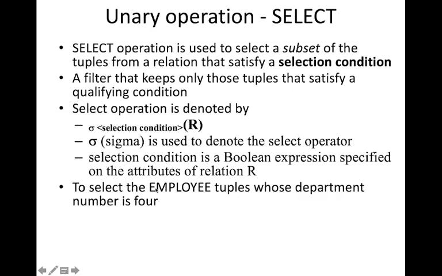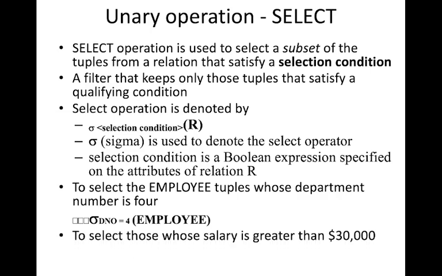If you want to select the employee tuples whose department number is 4: in the employee table there are various employees working in various departments. If we want to select only those tuples or rows who work in department number 4, we specify it like this. These rectangles have come accidentally; you can ignore them. Sigma, then the selection condition: department number equal to 4, from employee. So we select tuples or rows from employee with department number equal to 4. Always remember, tuples means rows.